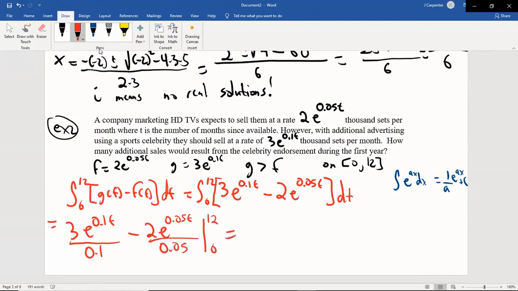Let's clean this up first. 3 divided by 0.1 is 30. Dividing by a 10th is the same as multiplying by 10. Dividing by a 20th is the same as multiplying by 20. So that's going to be 30 e to the 0.1t minus 40 e to the 0.05t, evaluated between 0 and 12.